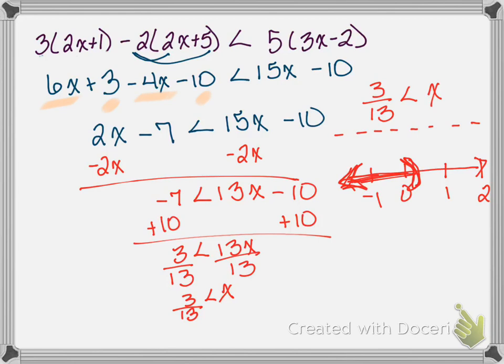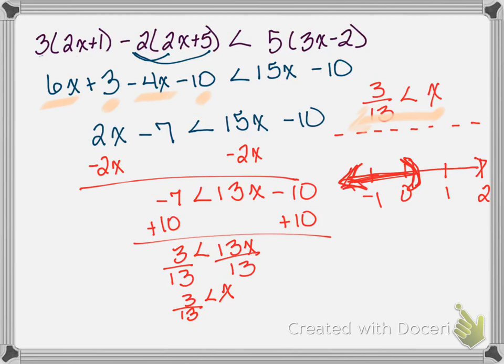When we have x on the right-hand side, we actually have to read it backwards. And our brains don't like that. This is actually x is greater than 3 over 13. You have to read it backwards. Yes, ma'am? Never mind, you just asked my question. Sorry. Oh, I did. Okay.